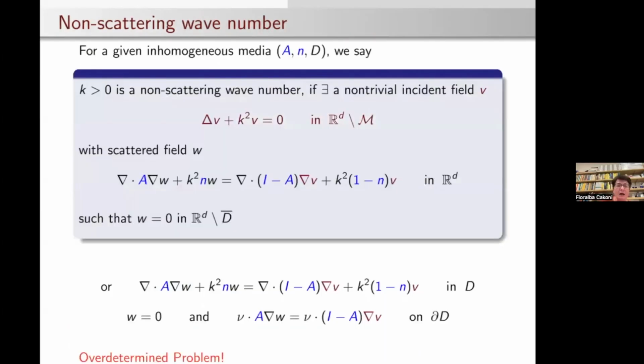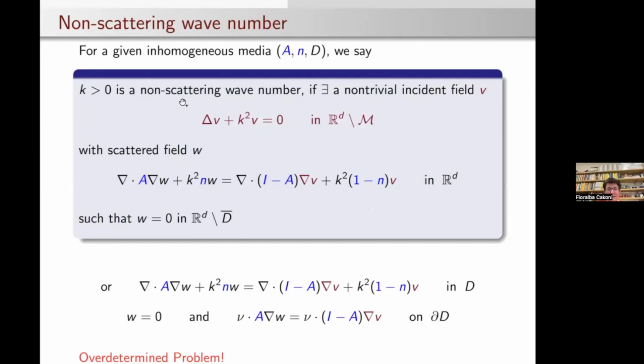So now here it is. k is called a non-scattering wave number if there exists a non-trivial incident field, which, again, I'm repeating myself, I define as satisfying the Helmholtz equation, with scattered field satisfying this equation, but being 0 in the exterior of D.